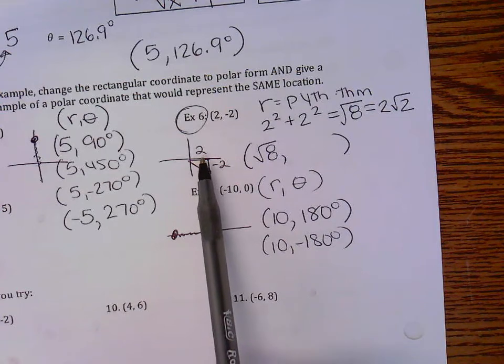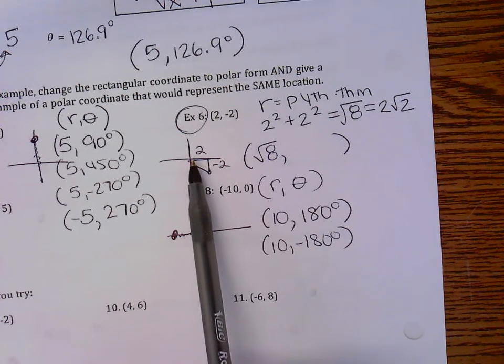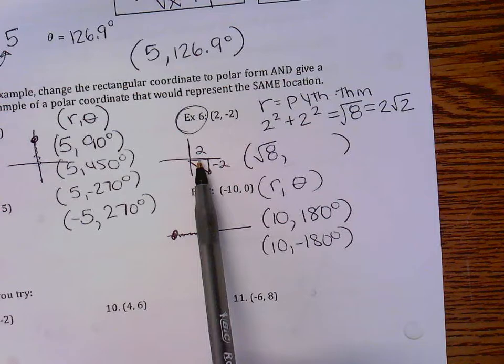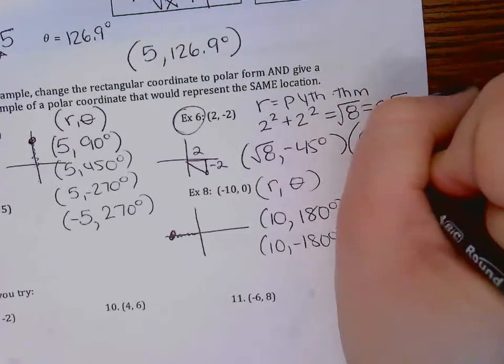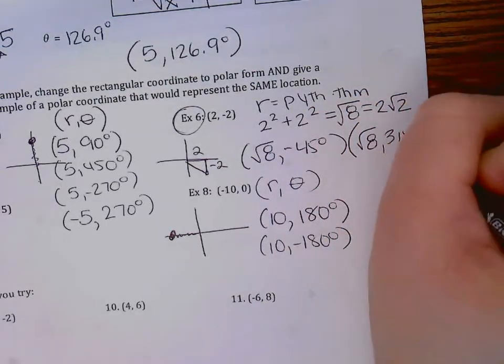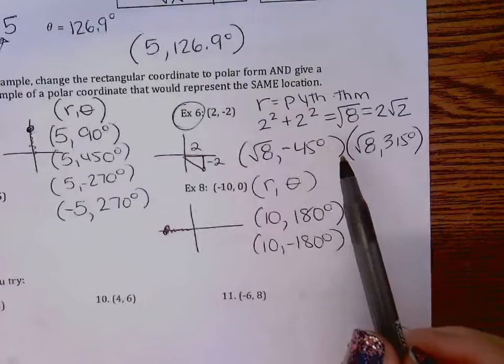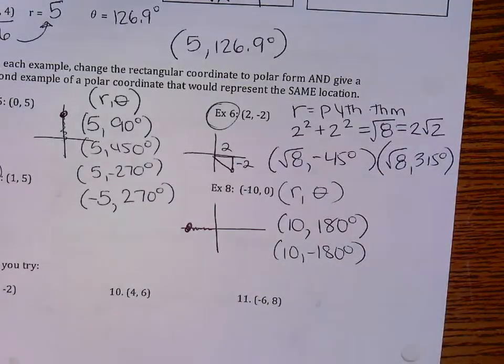But how am I going to represent this location? I can't just say 45 degrees. Negative 45, 315, right? Either way. So negative 45, or you could say root 8 and 315, because they want you to write 2 different ways to get you to the same location.